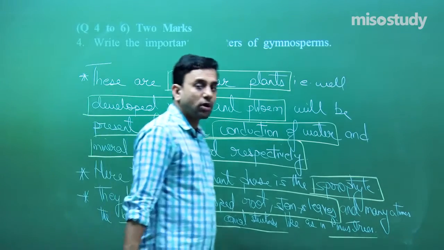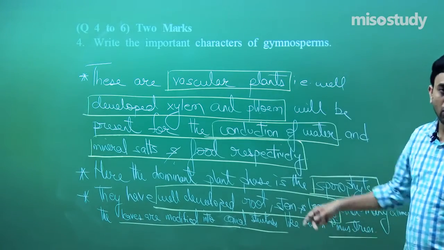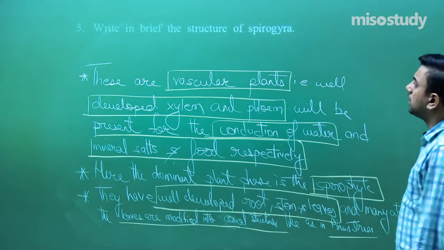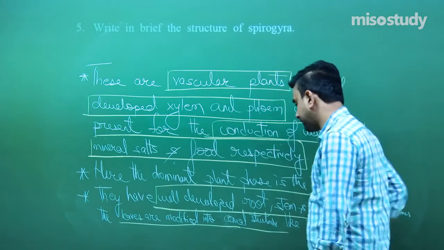So these were the important characters of the gymnosperms, and now we will move on to the next question: write in brief the structure of the Spirogyra.